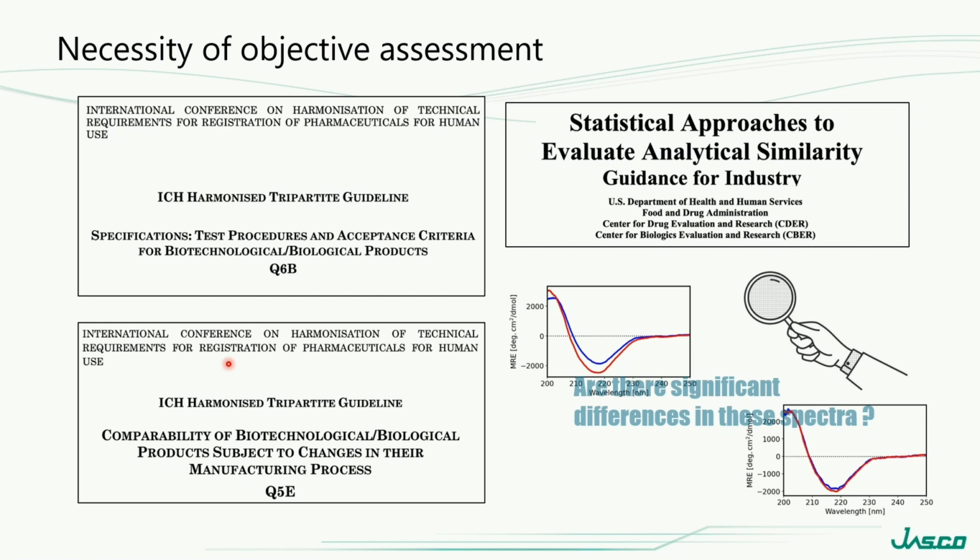In addition, there is a requirement for an objective assessment of structural similarity described in ICH Q5E. The FDA's guidance touches upon the objective and statistical evaluation of analytical similarity between the biosimilar and their innovators. So there is a growing demand for a process to objectively determine the similarity equivalence of CD spectroscopy.